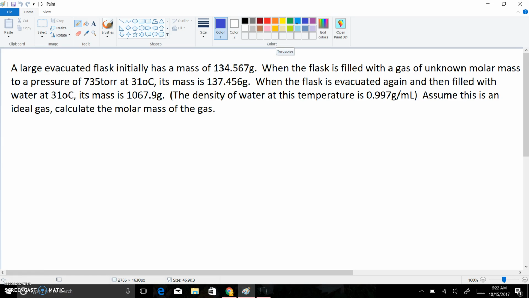But let's take a look at what the problem says. At first, when I read it, I'm like, oh my gosh, there's so many numbers. How can I make sense of this? Here's how I would do it. I kind of draw a picture.